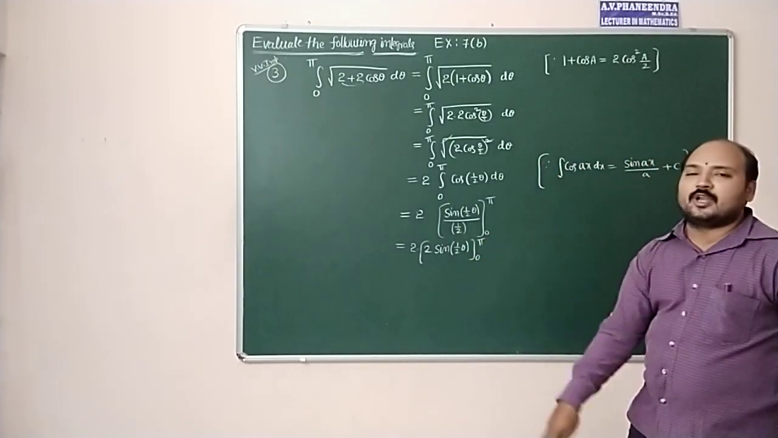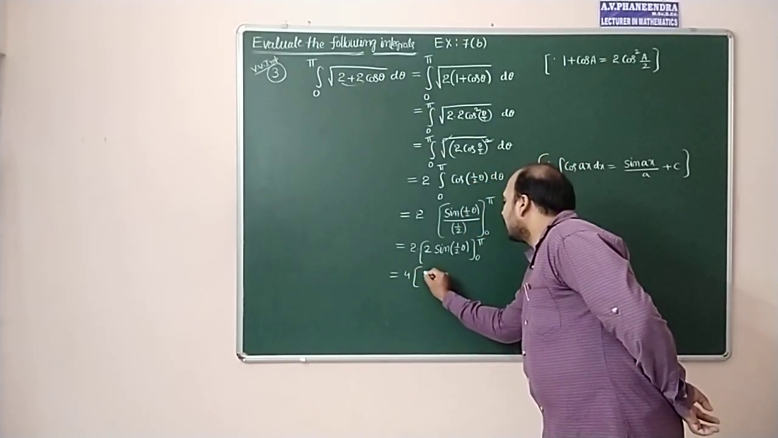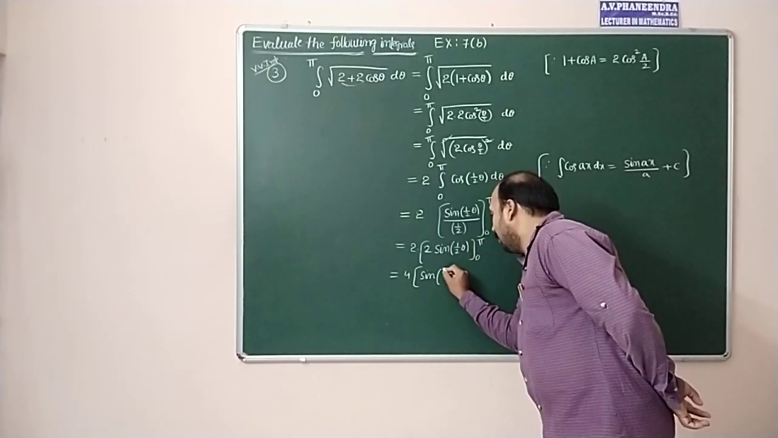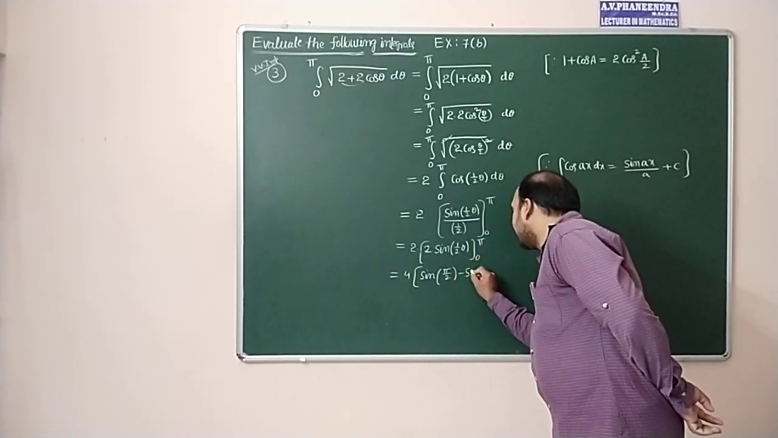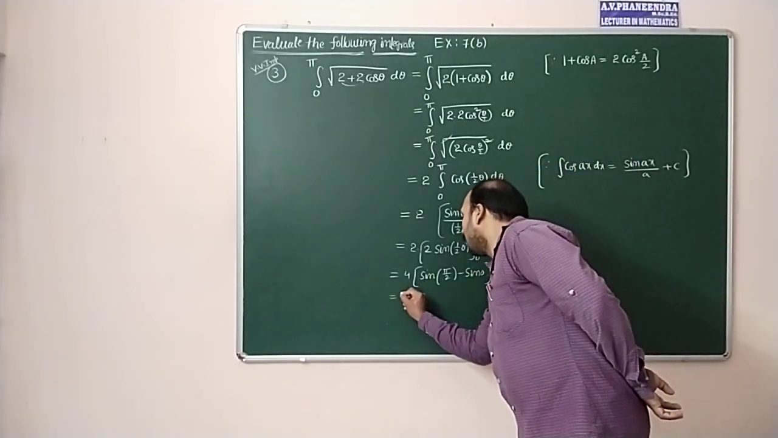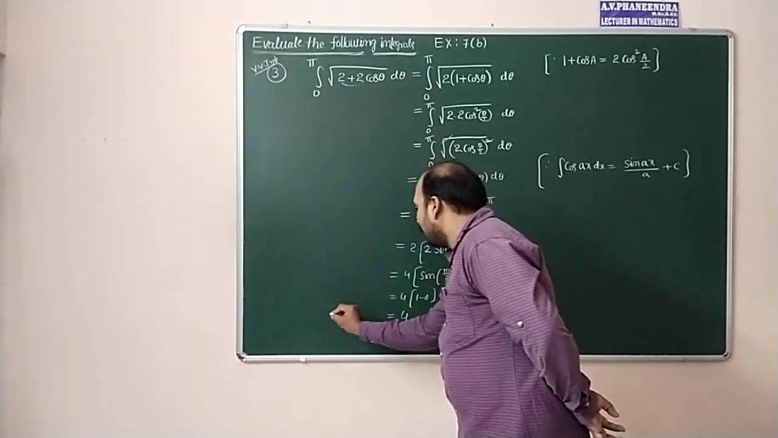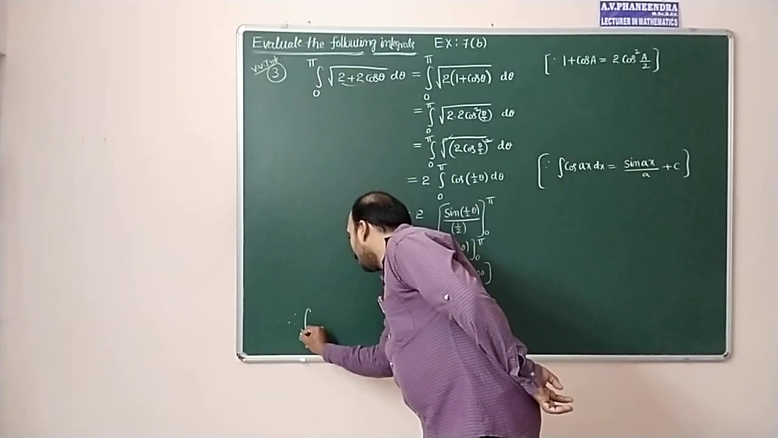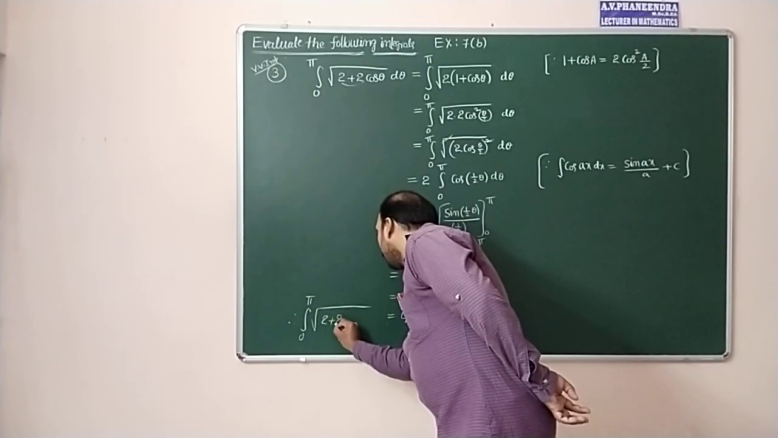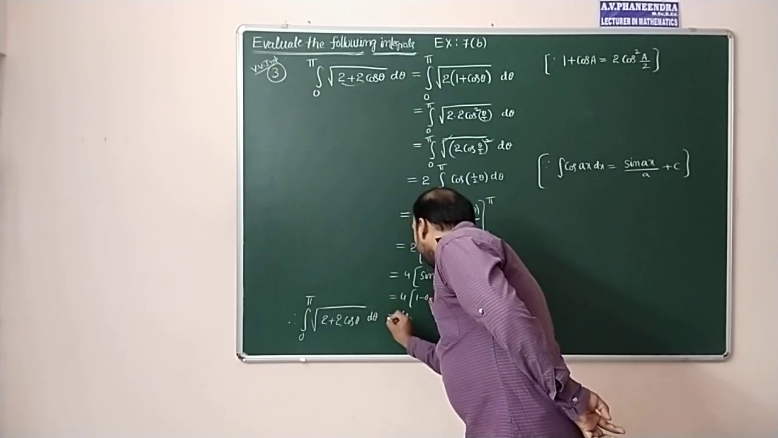First upper limit you have to substitute in place of theta. So 2 into 2, 4, we can take outside. Sin 1 by 2, theta value is pi, pi by 2 minus sin 0. Sin 0 is 0, sin pi by 2 is 1. So 4 into 1 minus 0, which is equal to 4. Therefore, integral 0 to pi square root of 2 plus 2 cos theta into d theta is equal to 4.